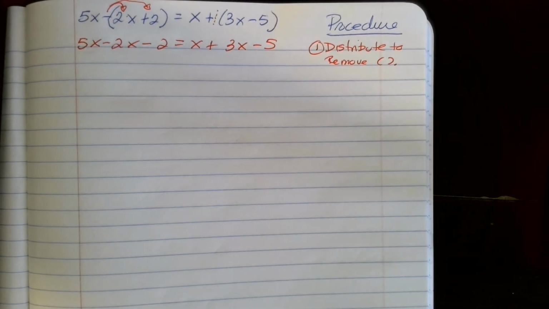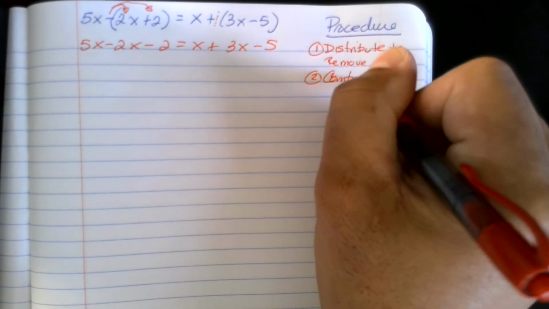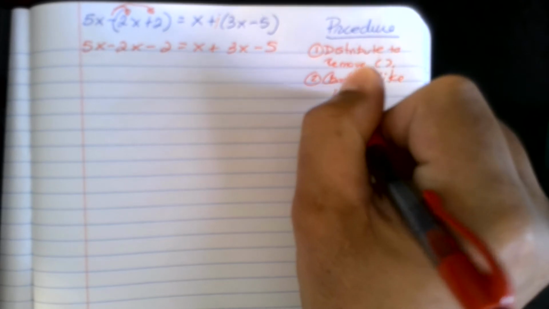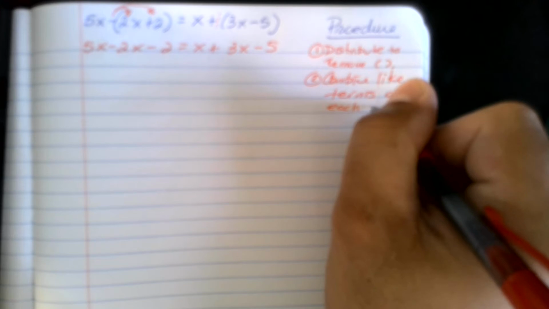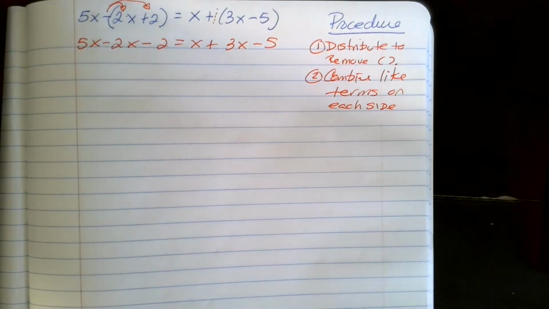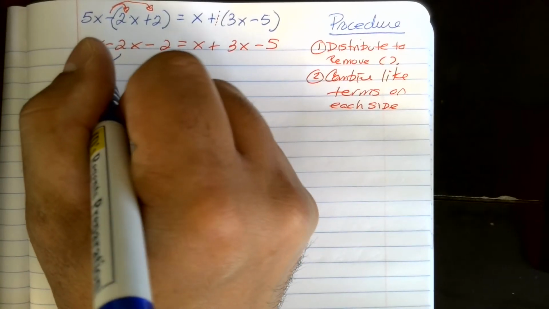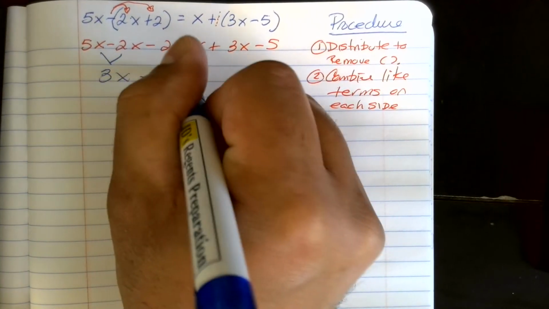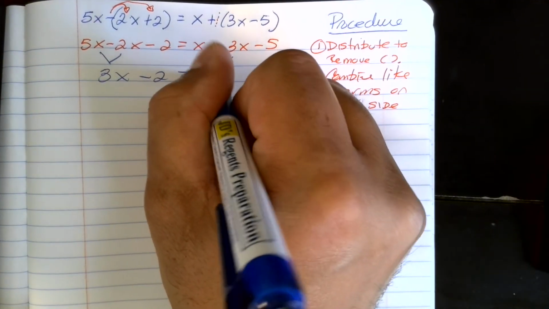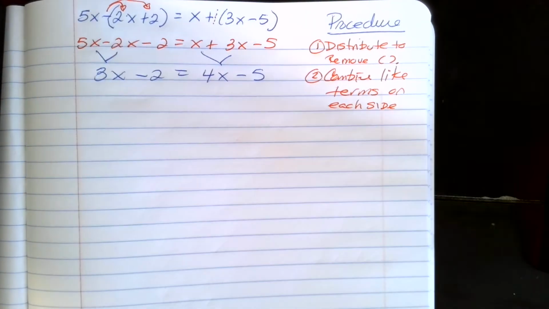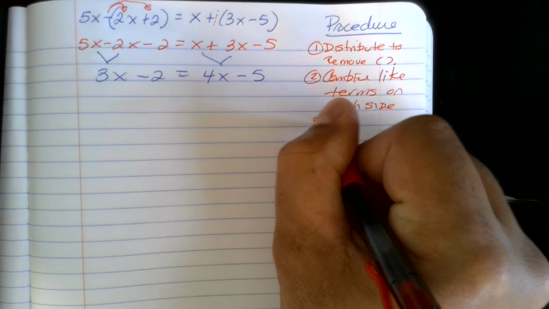So now I no longer have parentheses, but I do have a string of terms here. I could combine my like terms to make this a little bit easier. Combine like terms on each side. So over here it looks like 5x minus 2x will give me 3x. And over here, x plus 3x gives me 4x. So I've combined all my like terms on each side of the equation.